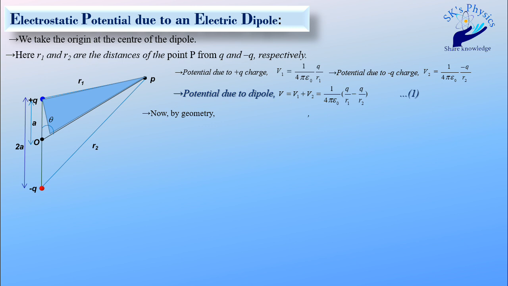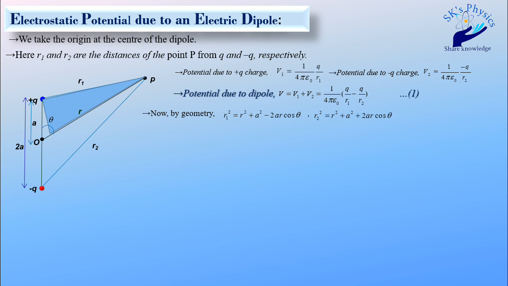Now we want the r1 distance, so we can apply cos theta. We can write r1 square is equal to r square plus a square minus 2ar cos theta. The same thing applies in the second triangle O, Q and P. So we can write r2 square is equal to r square plus a square plus 2ar cos theta.